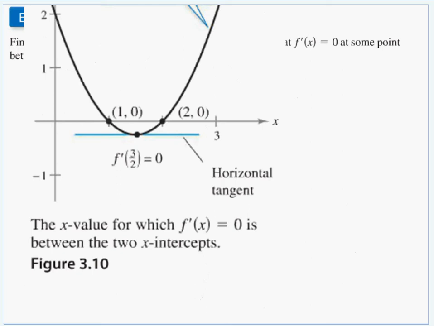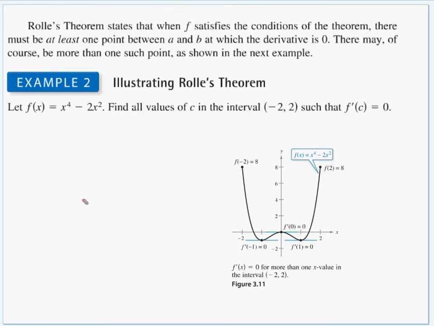Rolle's theorem, illustrating Rolle's theorem, example 2. Rolle's theorem states that when f satisfies the conditions, there must be at least one point between our endpoints a and b at which we have a 0 derivative. There, of course, could be more than one such point, as we are about to see. And I shouldn't have spoiled that with the graph.